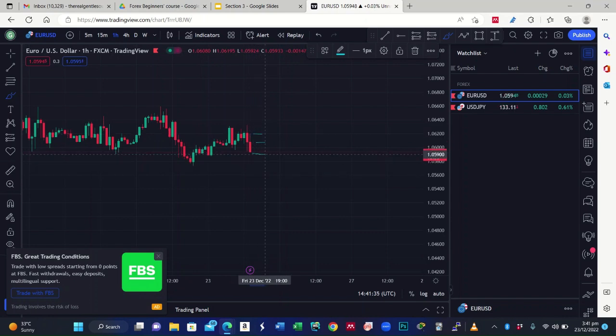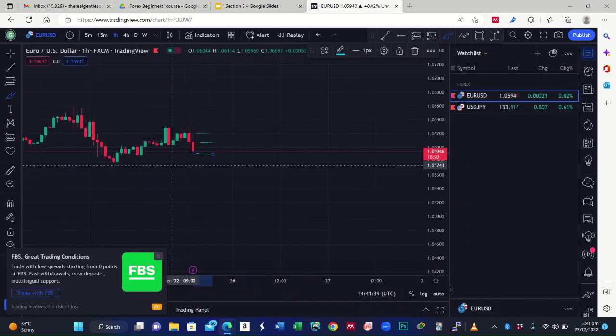It has not closed. But if we look at a bullish candlestick, let's look at this one. This is a bullish candlestick. It means the candlestick opened here, and it closed here at a higher place. And this is the highest place it got to, and this is the lowest place it got to. So that is candlestick for you.